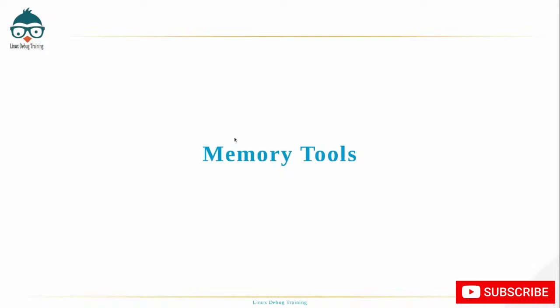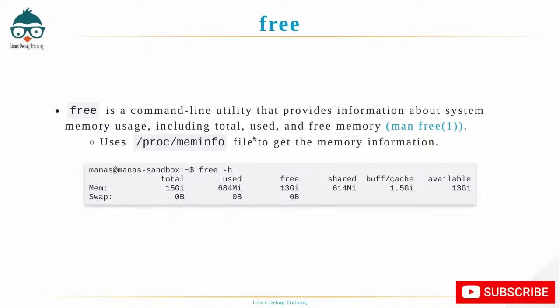In this section, we will explore the tools for gathering memory-related insights. Free is a command line utility that provides information about system memory usage, including the total, used, and free memory. It uses the underlying proc file system meminfo file to get the memory information. Let's look at the sample output of the free command.